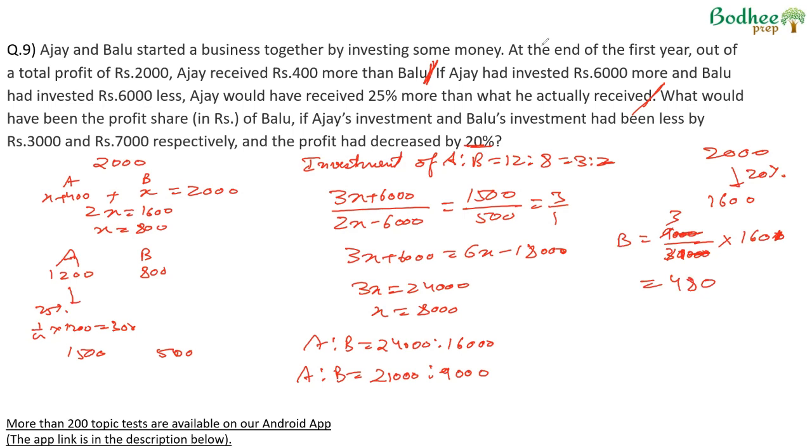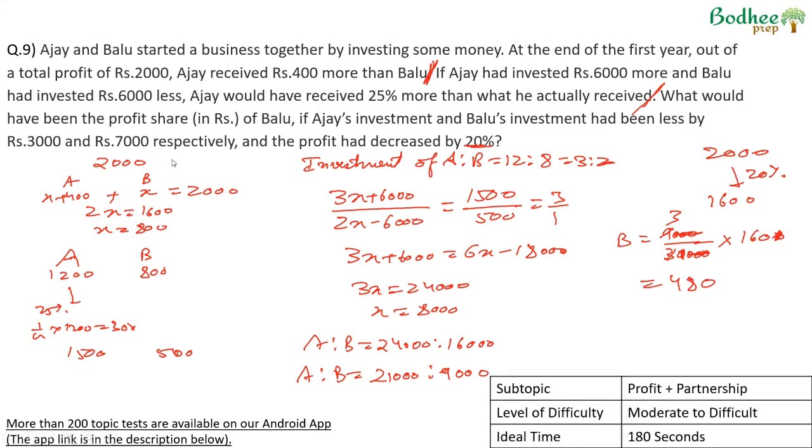Again, in terms of level of difficulty, I think conceptually it is moderate. There are calculation steps involved. The calculation time might go up to 3 minutes, and therefore maybe moderate to difficult sort of a question.